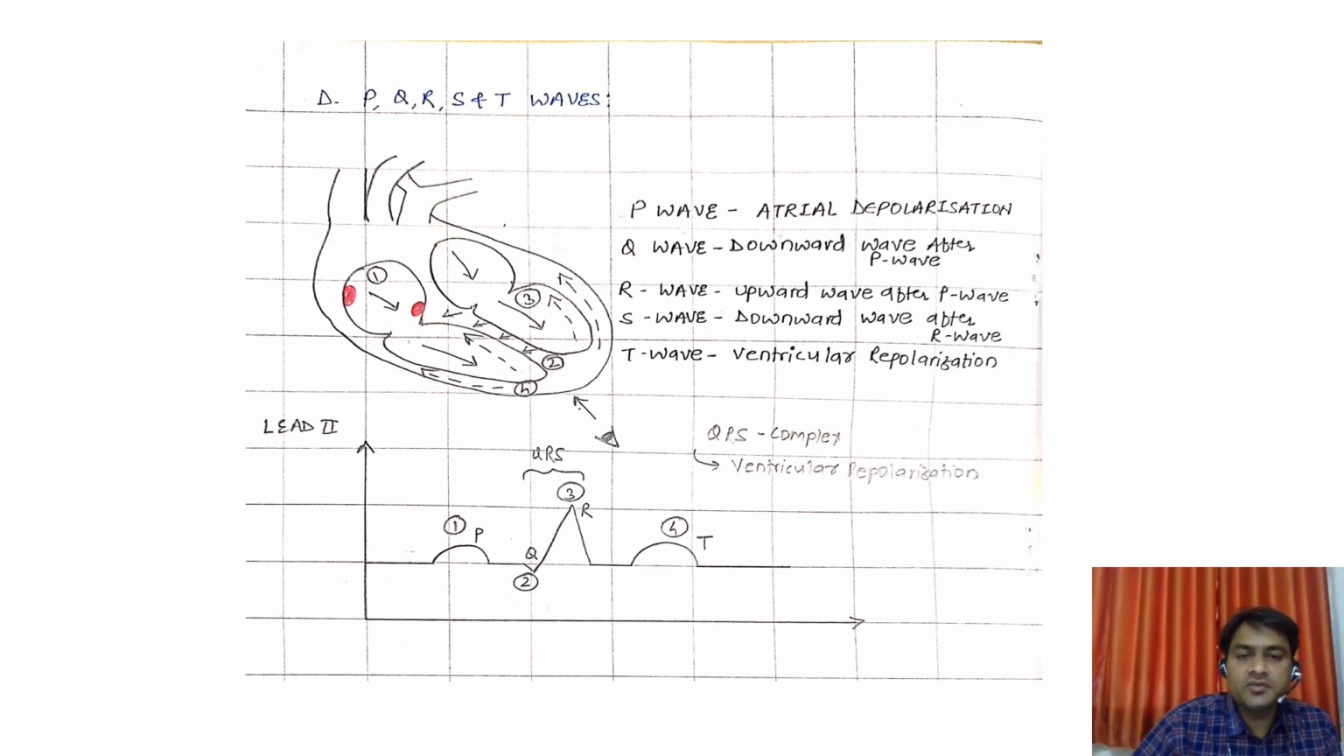Q wave is because of depolarization of the interventricular septum, and the interventricular septum is depolarized from left to right, so it is negative. R is because of depolarization of the major ventricular mass, which is depolarized towards the recording electrode, so that is positive. And S wave is again negative because of the depolarization of the pulmonary conus and the major posterior part of the left ventricle.